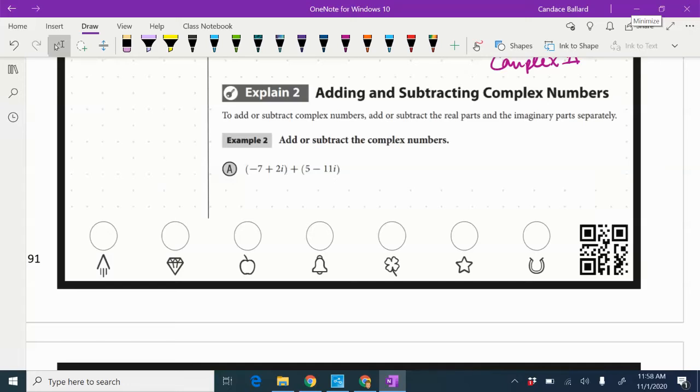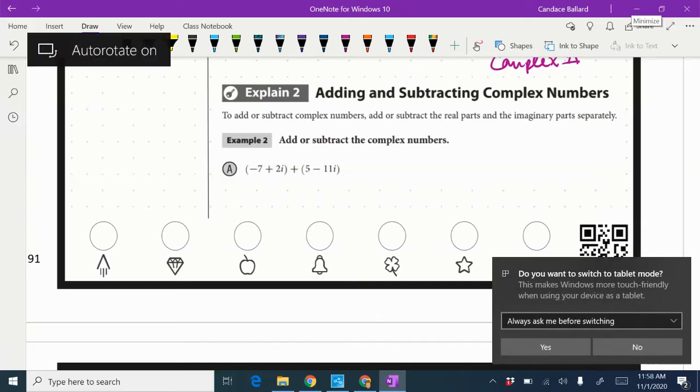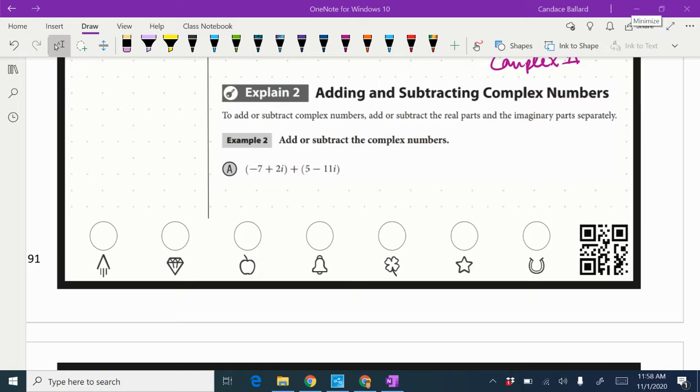We are continuing topic 4.4, complex numbers. Now we're going to add and subtract complex numbers. Just remember, these work very similar to what we would do if there was an x there. So we're going to treat the i like a variable, even though it's an imaginary number. So I'm going to combine like terms.